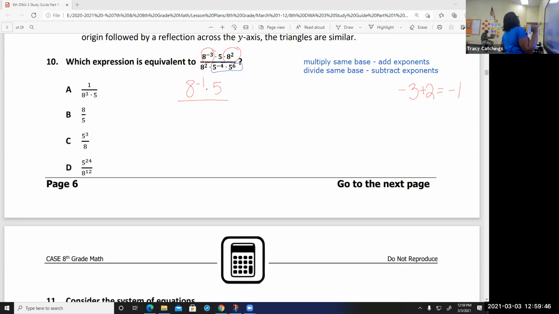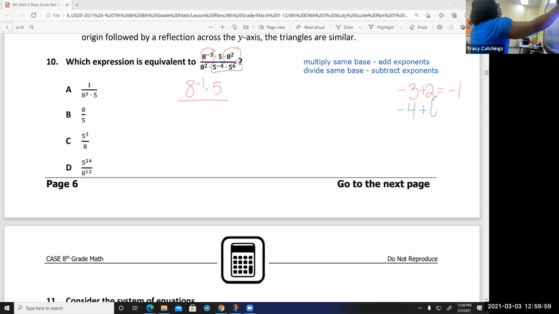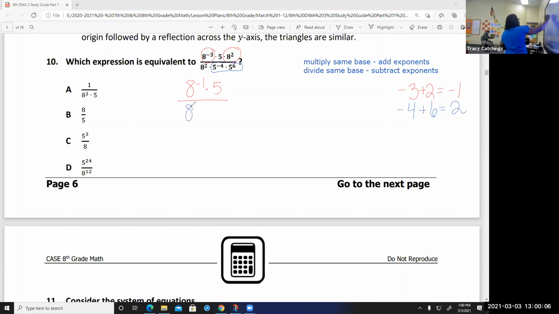All right, so now we're looking at the 5. They are multiplying, so what are we gonna do with those exponents? Look again. Okay, so now we got negative 4 plus 6, which is 2. All right, so now on the bottom, we still got 8 squared, and now we got 5 to the 2nd power. Now, since we only got 2 things on top and on the bottom, now we're going to do the division. All right, that's good.